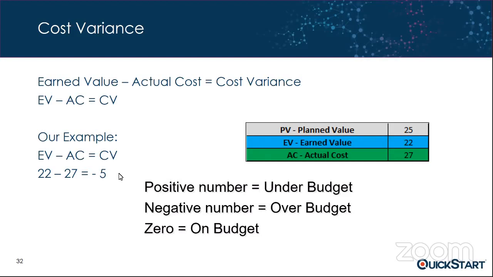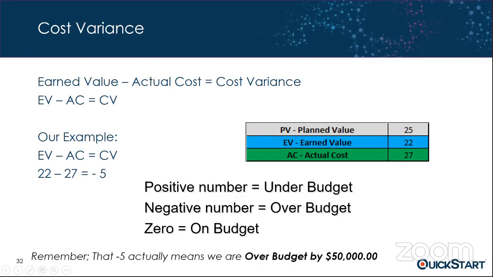If the output of this calculation is a positive number, that means you're under budget. If it's a negative number, that means you're over budget. If it's 0, you're right on target, you're on budget. So our project at the end of the 4th month is -5, which is over budget. Don't forget, because we were trying to make things as simple as possible, that -5 actually means we're over budget by $50,000 at the end of month 4. Okay, that's how the cost variance works.